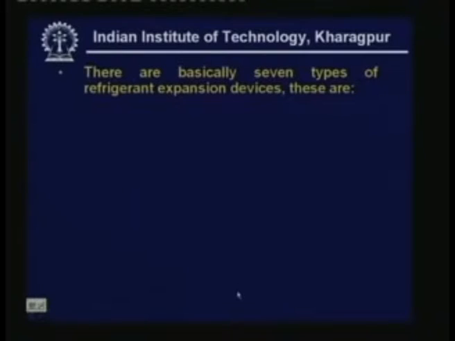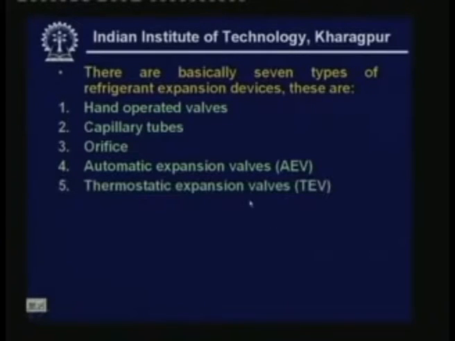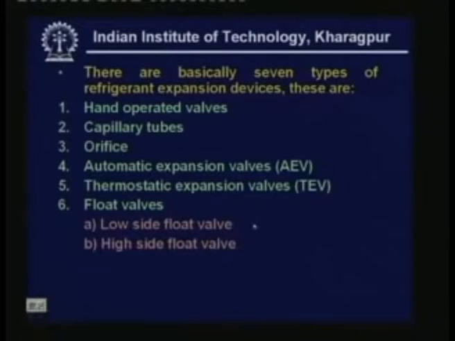There are basically 7 types of refrigerant expansion devices. These are: the first one is hand operated valves, second one is capillary tubes, third one is orifice, fourth one is an automatic expansion valve, fifth one is thermostatic expansion valve, sixth one is a float valve, and under float valve you have low side float valve, also high side float valve, and finally you also have electronic expansion valve.